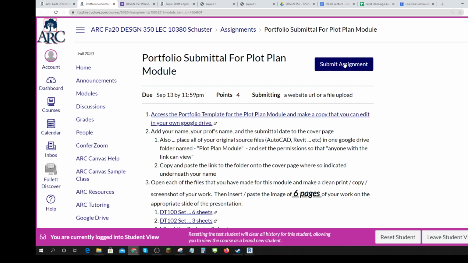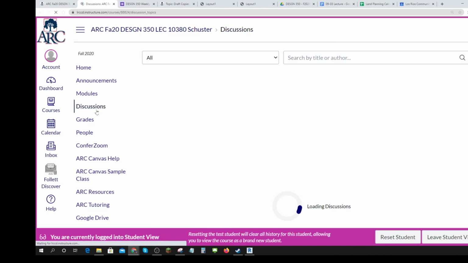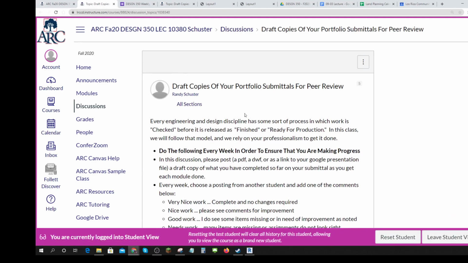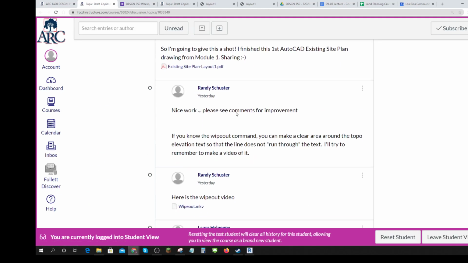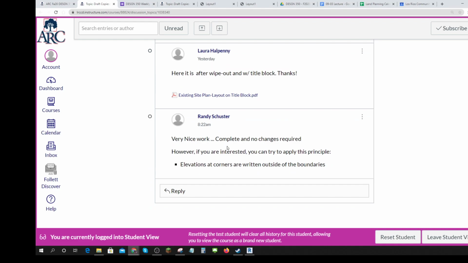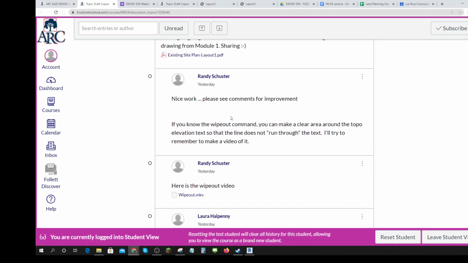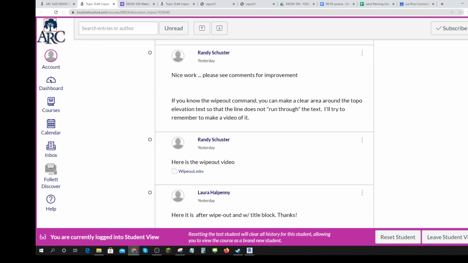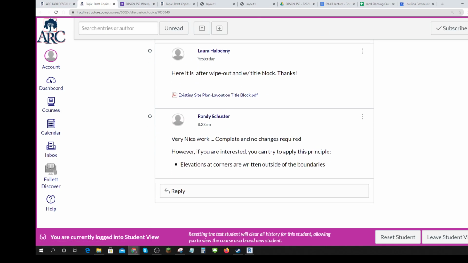So there's two functions that happen. There's the discussion board where you guys act as colleagues. I'm usually not going to be doing this, but I wanted to make a model, and since there was only one in there, I did it on Laura's. This is really for you guys to do this work.